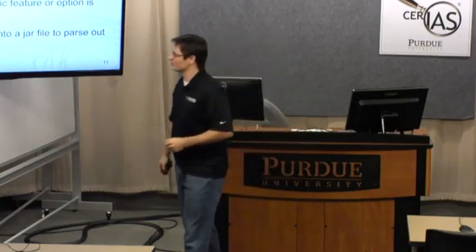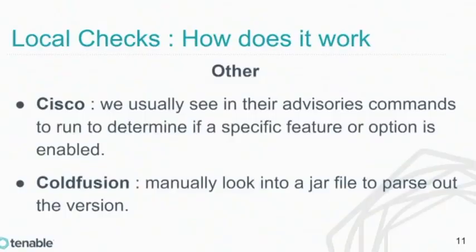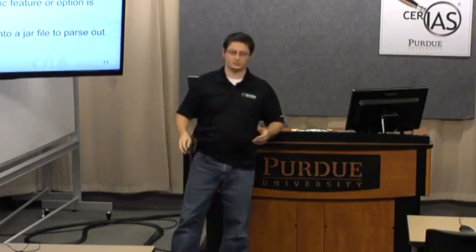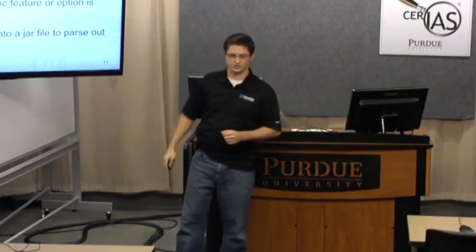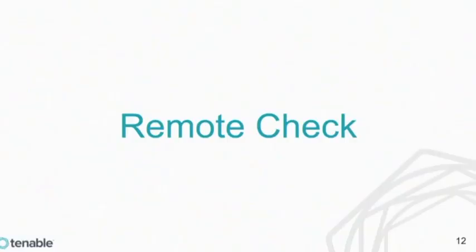But sometimes we have things like ColdFusion that make it real difficult. ColdFusion is Java-based, so we have to actually parse out part of the jar. We basically reverse engineered the ColdFusion jar, figured out where the version was inside of it, pulled that out, and compared that against our version. You'll have edge cases like this all over the place, and we have an entire team of people that just deals with these edge cases and making sure that we understand how to do checks for different pieces of software. All right, that was all local checks.